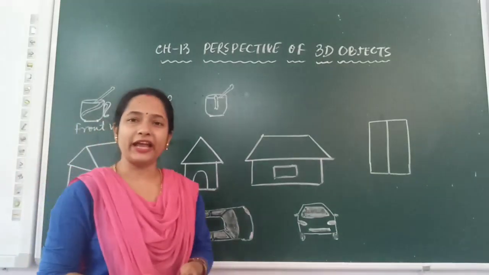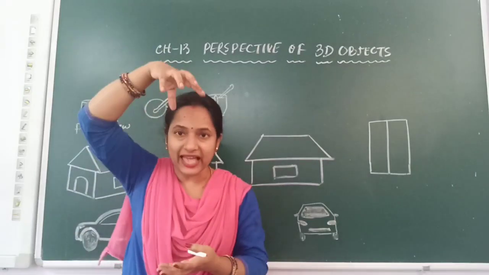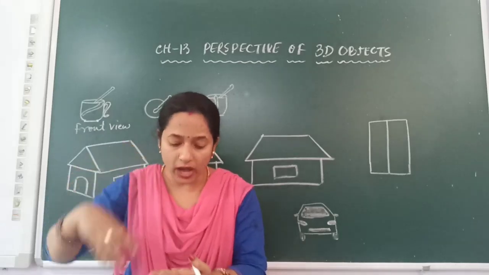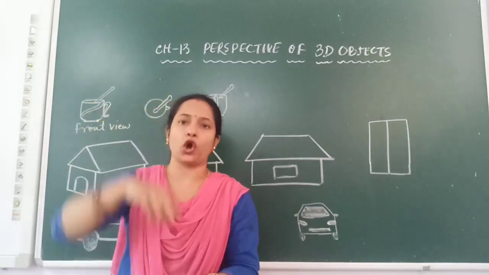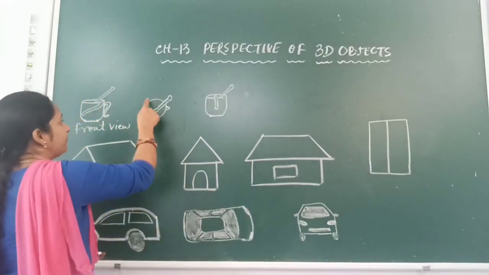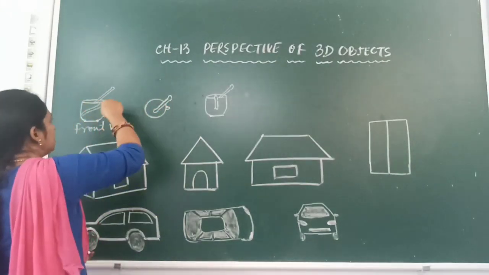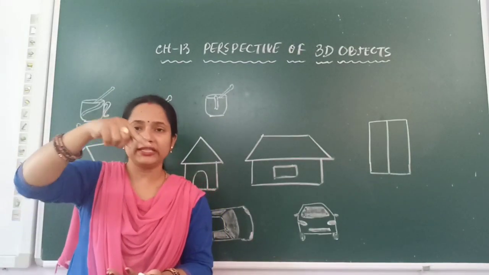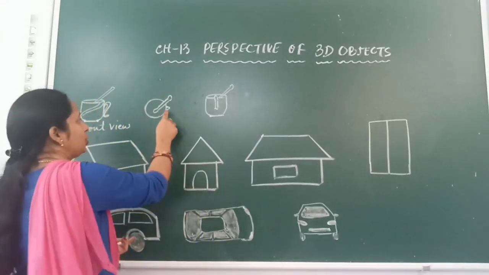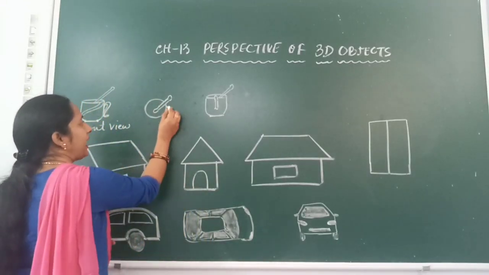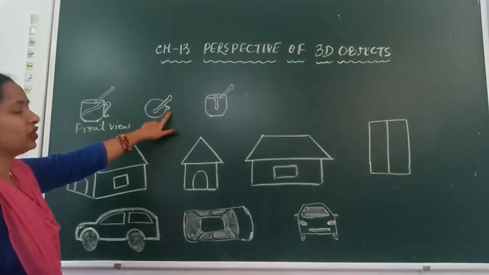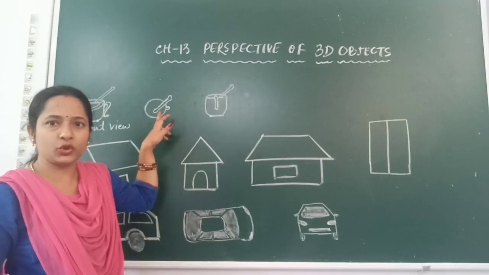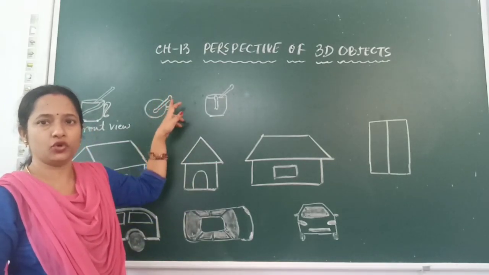Whereas if you look at that same cup exactly from the top, suppose the cup is kept on a table and you are viewing from exactly the top, then you will only be able to observe the top of the cup, which is circular in shape, as well as a little part of the handle. You can also see the spoon now, isn't it? A little bit you can see the spoon, and it looks like this.